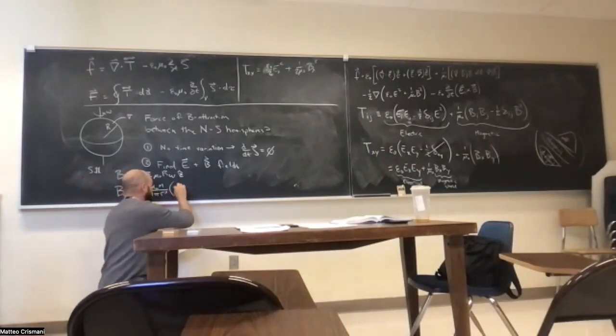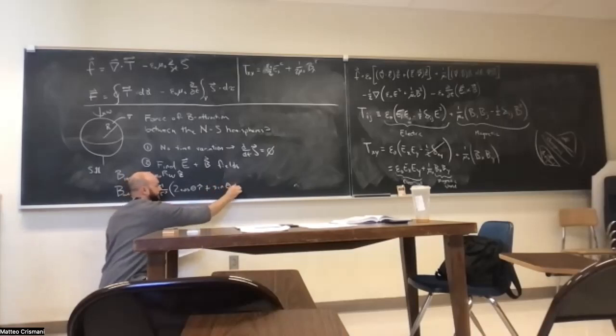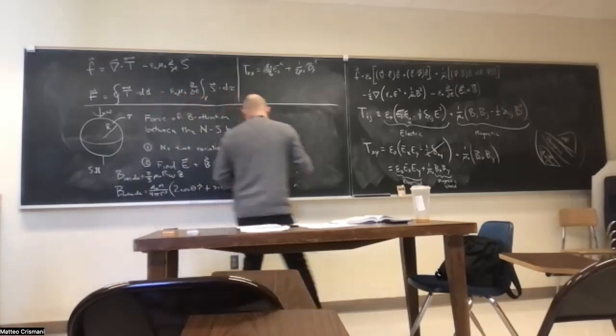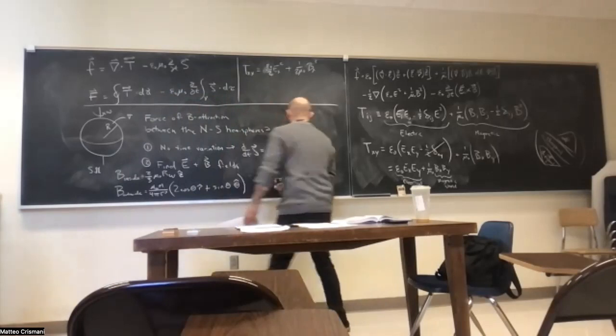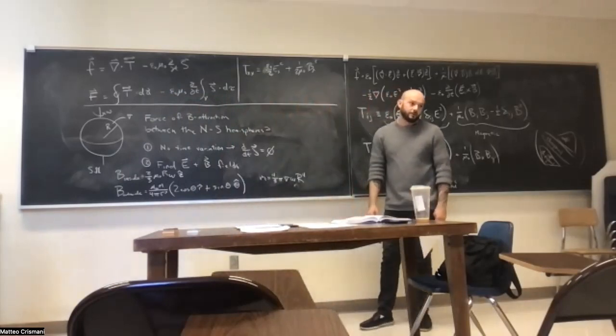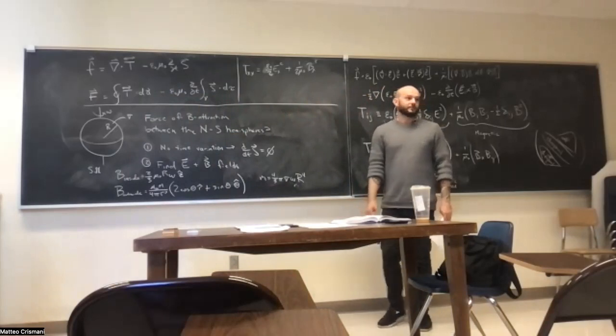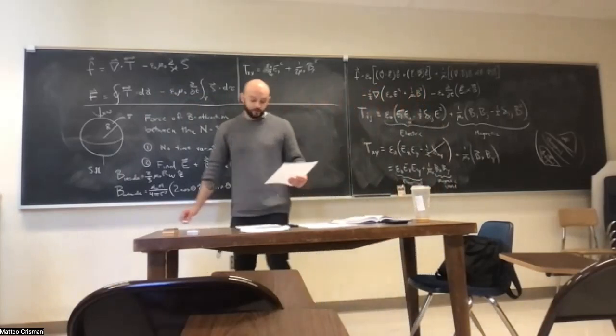Two components here: 2 cosine theta R hat and sine theta theta hat, where m is sigma. That's not right. Super awful. No one likes it. Bad mistake.